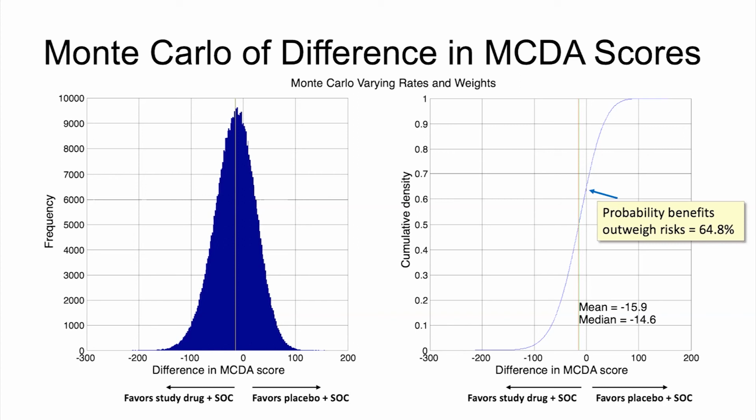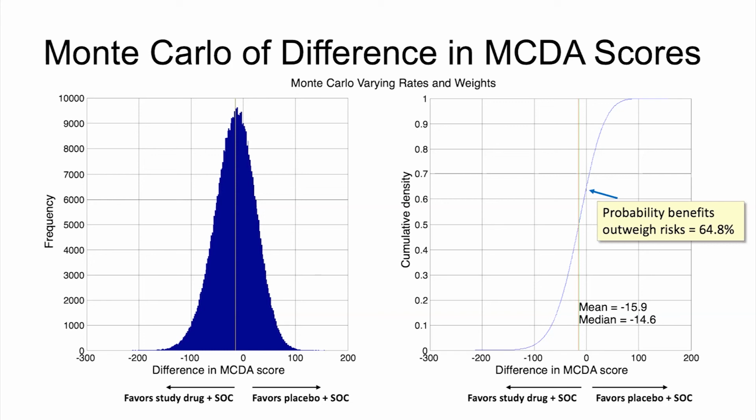So this is very useful. Now I know, yeah, benefits outweigh risks on average, but it's certainly not a slam dunk. That 65% I can use to decide whether I'm comfortable, say if I'm a regulator approving this, or if I'm a sponsor sending this to health authorities. Now there's a lot more you can do with this.